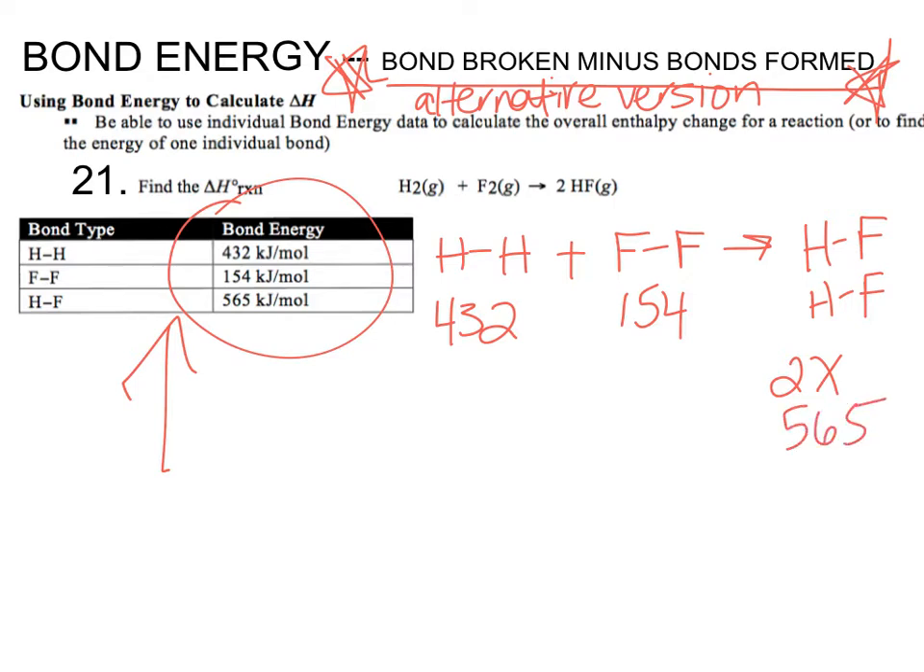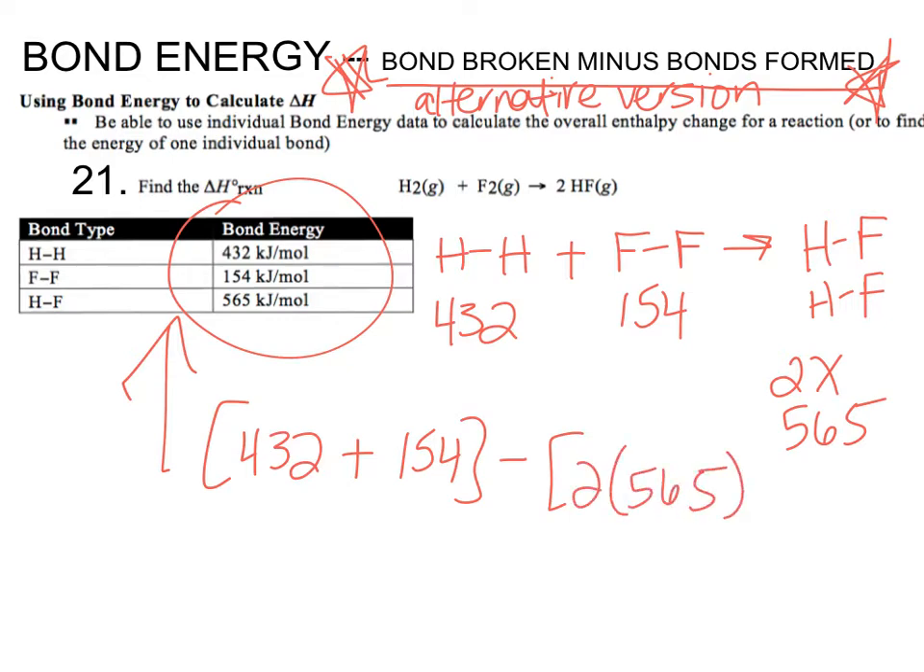So if we do bonds broken, 432, the sum of the bonds broken, minus the sum of the bonds formed. We have 2 at 565. And that will give us our delta H. I love those. Those are so easy. They're so easy, we're only going to do one.